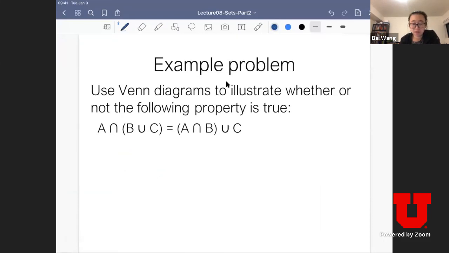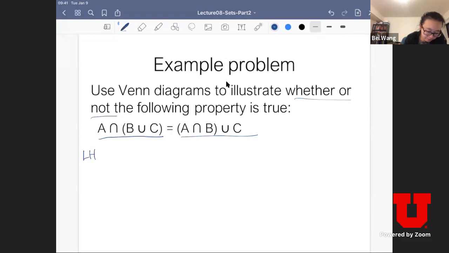Now let's talk about Venn diagrams. So we've seen some Venn diagrams in part 1. We're going to do more. Okay. It says whether or not. So what you're going to do is draw a Venn diagram on the left and a Venn diagram on the right, and see whether the diagrams look the same. And this is a good time to pause the video. Okay. And now I'm just going to go through the solutions.